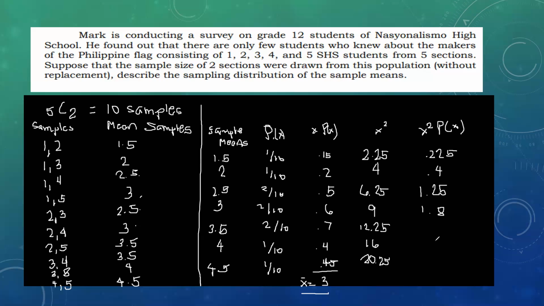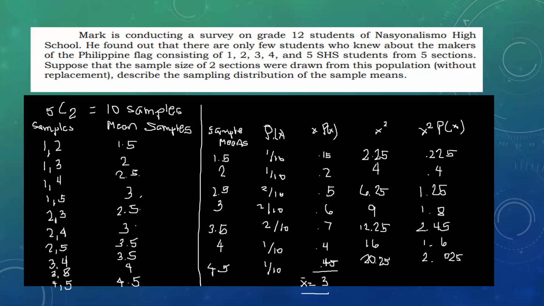Then we have 12.25 times 2 divided by 10. That's 2.45. Then we have 16 times 1 divided by 10. That's 1.6. And last one, we have 20.25 times 1 divided by 10. It's 2.025. Then we have to add this.